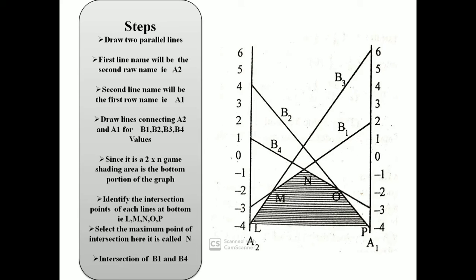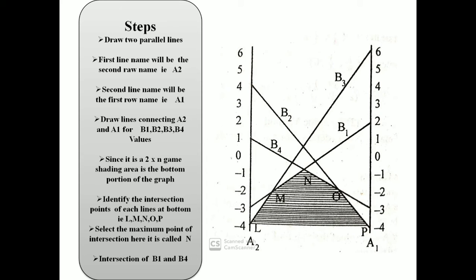Drawing the line connecting A2 and A1, then you can plot the values of B1, B2, B3, B4. Then since this is a 2 into n game, your shading area of a particular game problem in the graph paper is the bottom portion. So you shade that bottom portion of the graph.